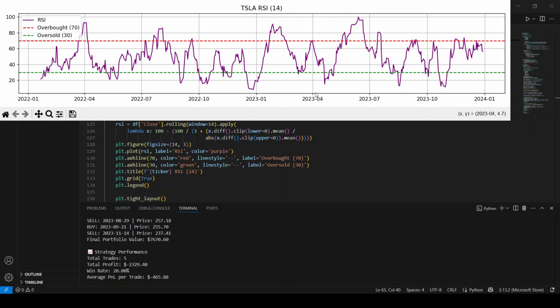Next, here we were able to see our Tesla RSI figure. We get to see the RSI with the purple line, the overbought line at 70, and the oversold line at 30. We're going to be able to see the points, what we should do.